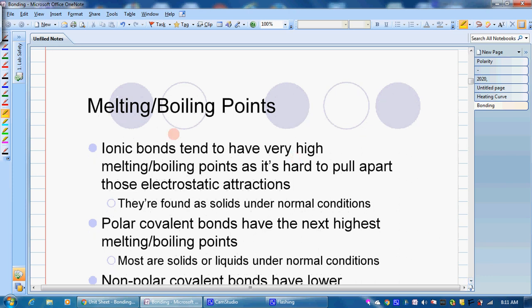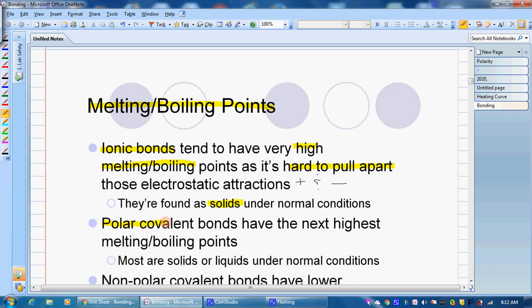When we look at boiling and melting point, this is one of our properties. Ionic bonds usually have very high melting points, and it's because it's hard to pull them apart, because they have those electrostatic forces, those positives and negatives that we talked about, that attract to each other. Normally, ionic bonds are going to be solids.